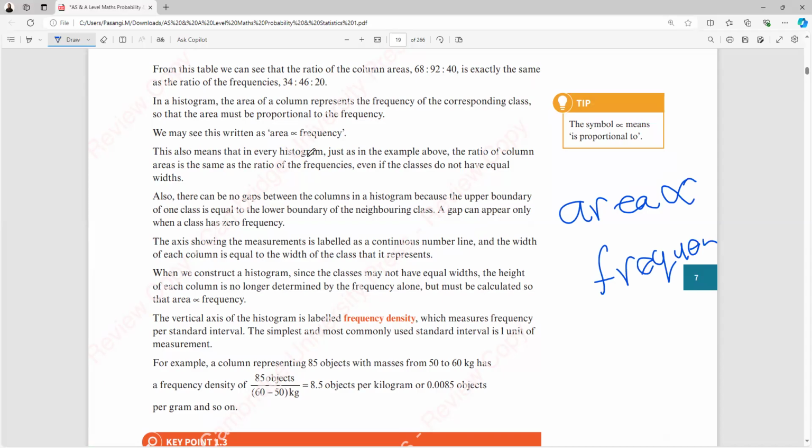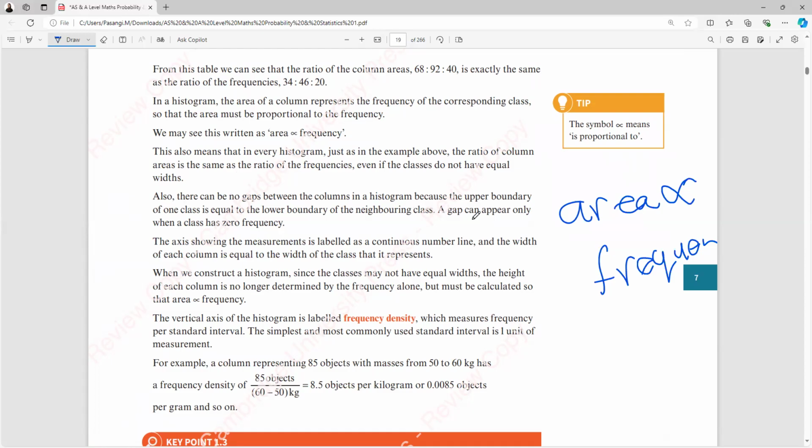This also means that in every histogram, just as in the example above, the ratio of column areas is the same as the ratio of the frequencies, even if the classes do not have equal widths. Also, there can be no gaps between the columns in a histogram because the upper boundary of one class is equal to the lower boundary of the neighboring class.